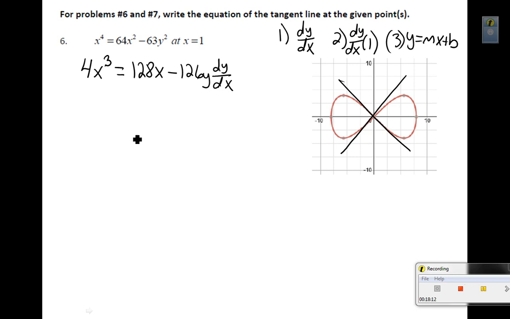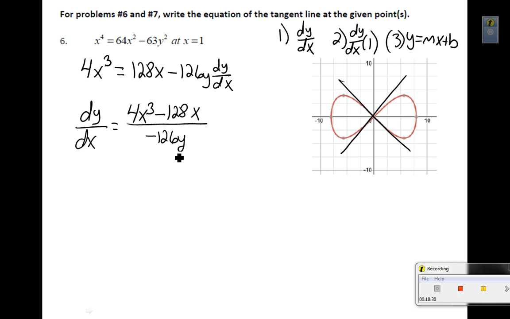And then now let's solve this for dy/dx. So dy/dx is going to be 4x cubed minus 128x all over negative 126y. So there's my derivative. But notice I need my x value and my y value. So I need to plug in 1 into this original equation and go get my y values. So it's going to look like this. I'm going to plug in 1. I might just do that work over here.